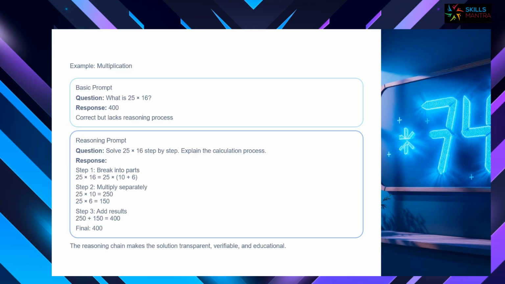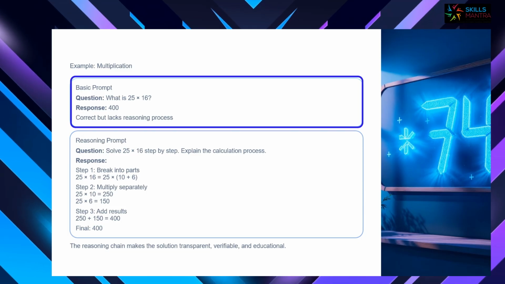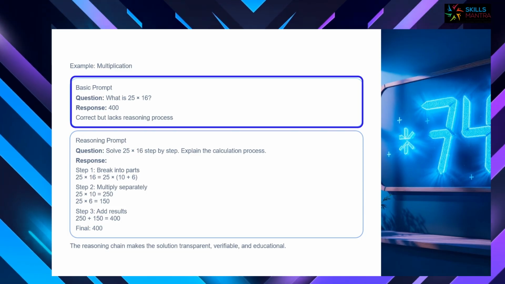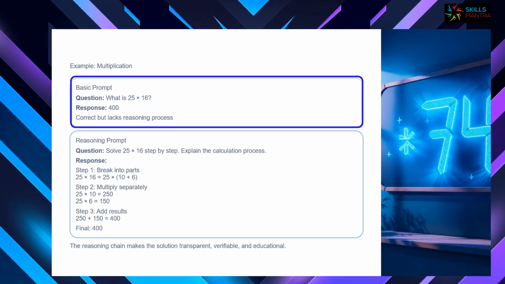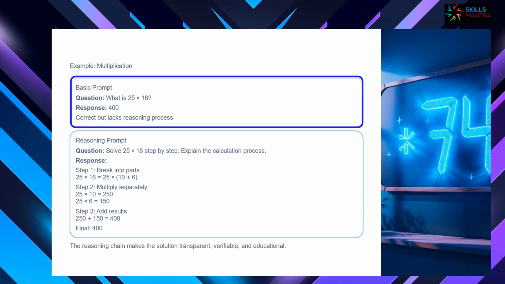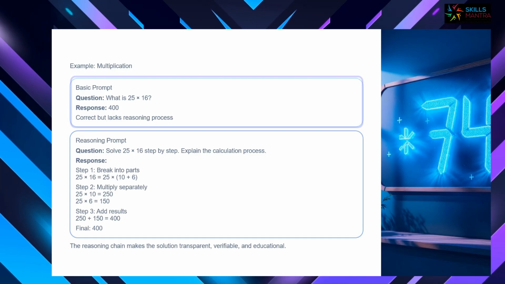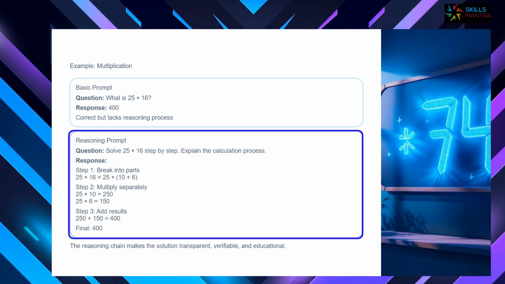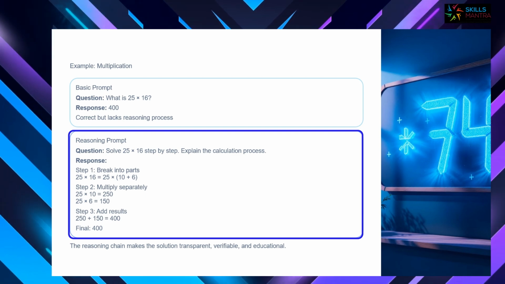Let's look at a simple example. A basic prompt asks, "What is 25 times 16?" The response might be 400, which is correct but does not show how the answer was calculated. Now consider a reasoning prompt. "Solve 25 times 16 step by step and explain the calculation process."